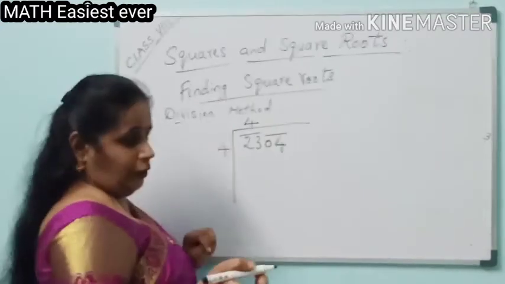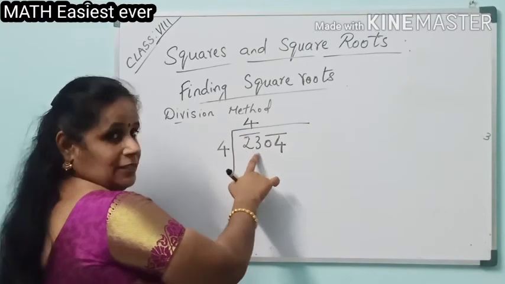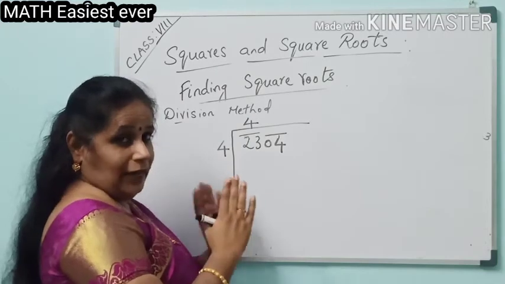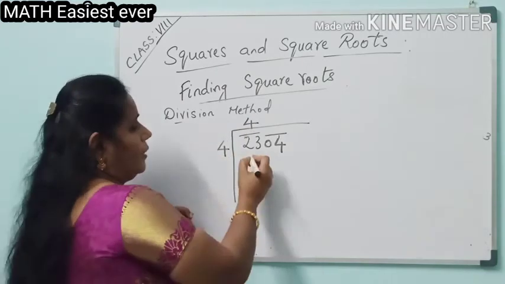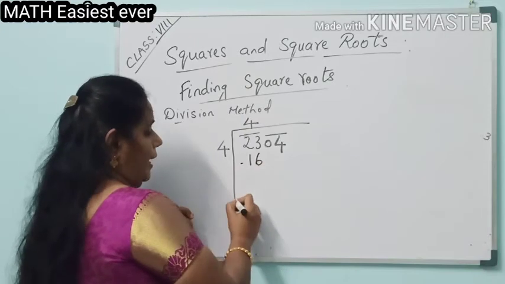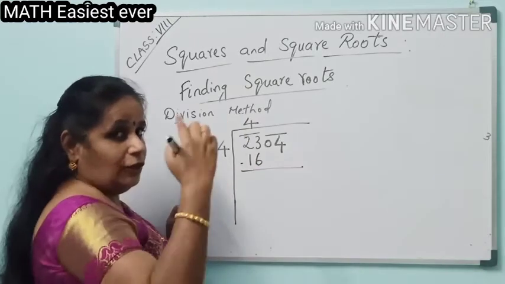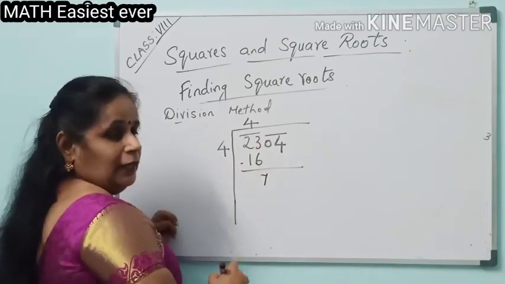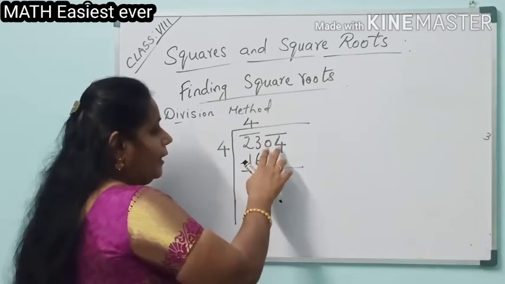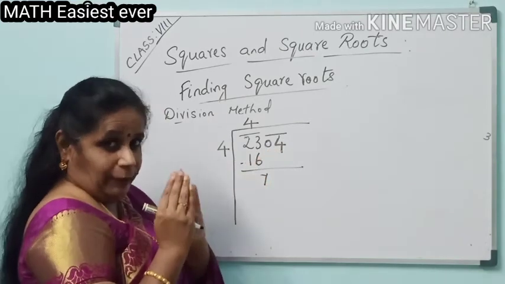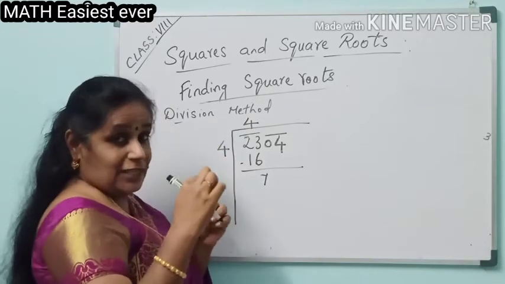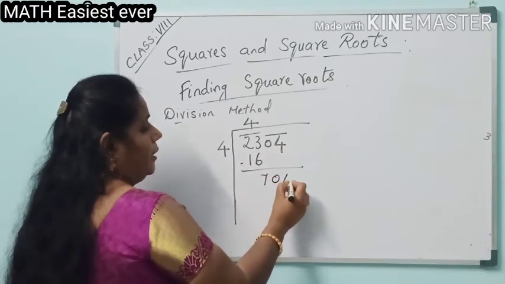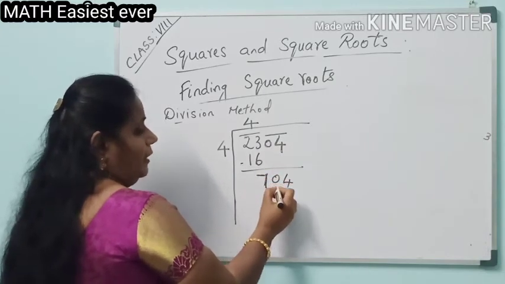This is the second job. After pairing, take the first pair of digits and find a square number nearest to that. So 4 fours are 16. So write that 16 here. Now subtract. As you do in division, this repeated subtraction, you have to subtract. So what is 23 minus 16? It's 7. Now what is your next step is, bring down these two digits together. Since you have paired it, you should not take one digit as you do in normal division. You have to bring both the digits together. So 04, bring it together. So the number now becomes 704.